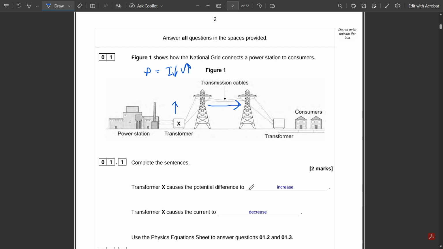So the potential difference increasing, the current decreases, and all this allows the energy to be carried over transmission cables at a higher efficiency. And in other questions, this is usually called transformer Y, and this does the opposite. This causes the potential difference to decrease and the current to increase, so it's safe for consumers.